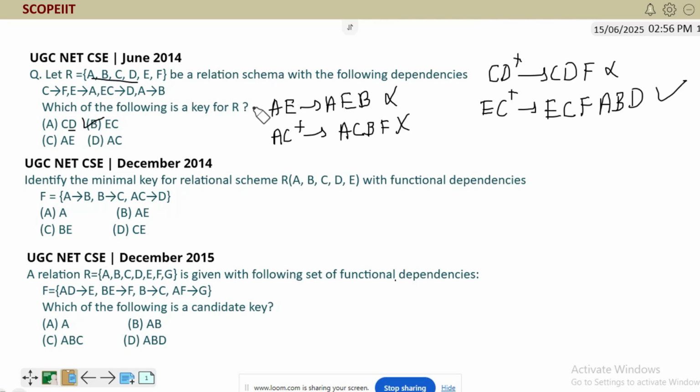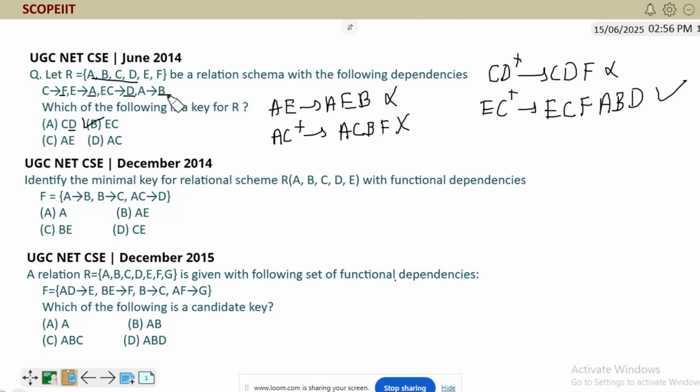There is one more trick that you can follow to find a candidate key faster. You should check on the right hand side. The element which is not present on the right hand side, that element will definitely be included in the candidate key.